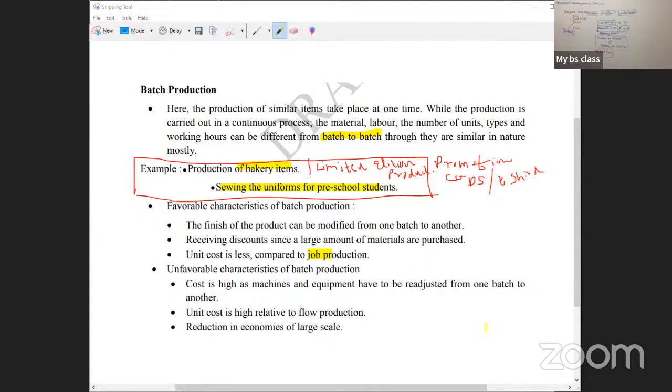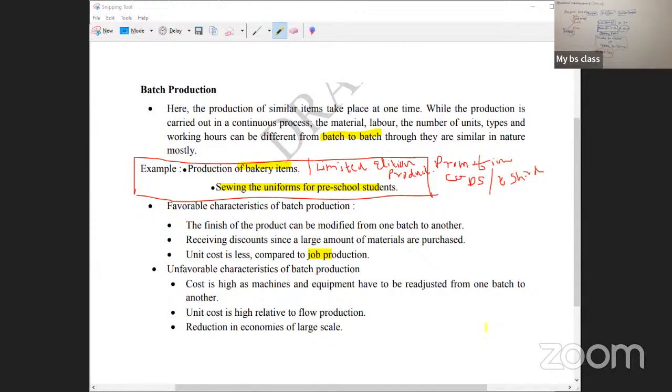So always try to write the favorable or unfavorable characteristics by comparing to job or flow. If you're writing for job production, try to compare with batch and flow, likewise. Because the moment you start to compare, you will come up with more items, more characteristics.